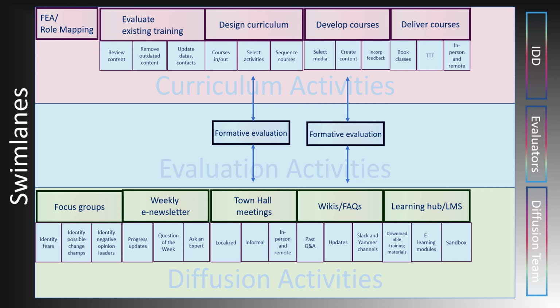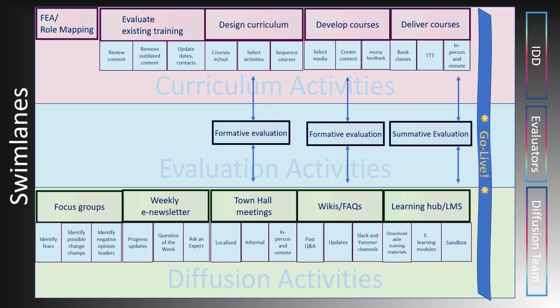End user training typically takes place 6 to 8 weeks before go live. This is the optimal balance between learner mastery and retention and recall. A summative evaluation is usually done at this point. The culmination of all of our efforts, go live.